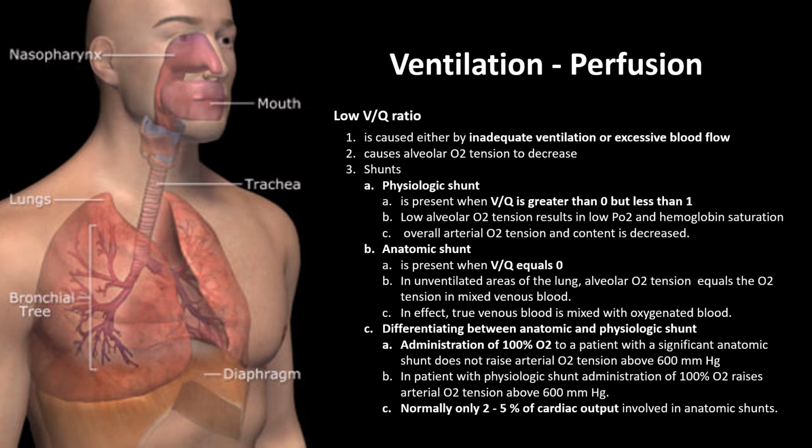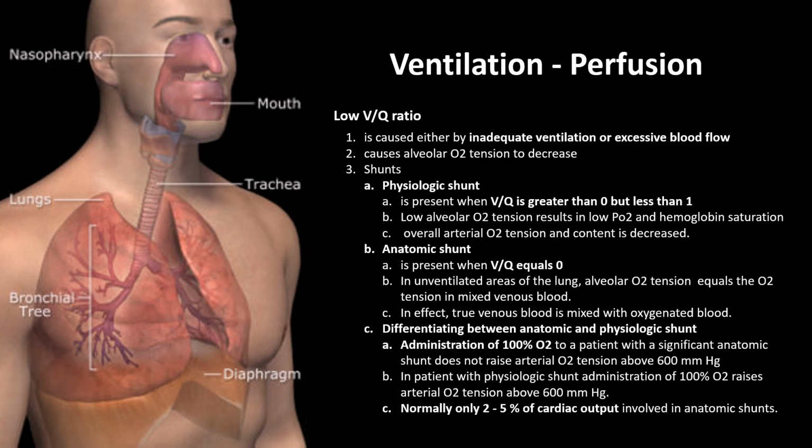In unventilated areas of the lung, alveolar O2 tension rapidly decreases until it equals the O2 tension in mixed venous blood, so no further gas exchange occurs. In effect, true venous blood is mixed with oxygenated blood. Anatomic shunt may be intrapulmonary or extrapulmonary, like congenital cardiac anomalies that cause blood flow to bypass the lung.